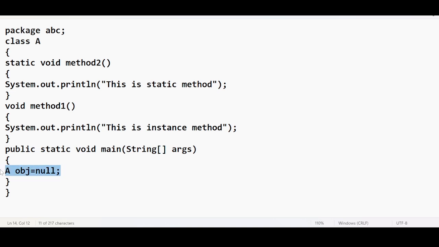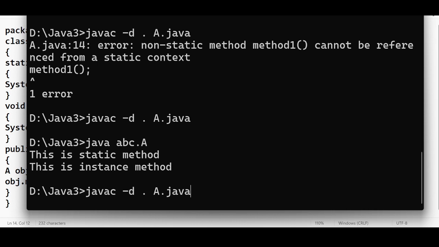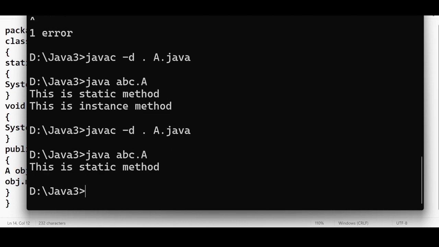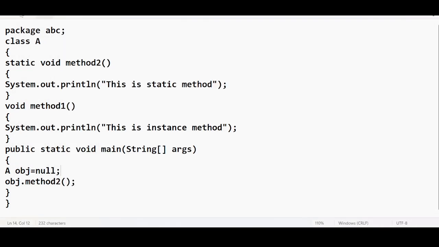and if I call a particular method, it can be static or non-static. When I do a method call for the static method, now you see I'm doing obj.method2. Method2 is of what type? Static type. But obj is not creating any object, it is pointing to a null value. So the moment I do this, I don't get any issues. Static method will get executed.